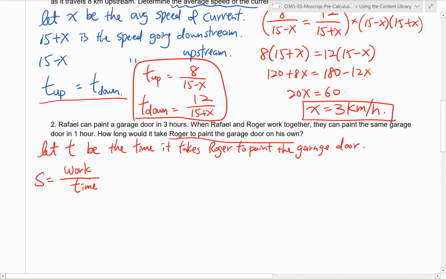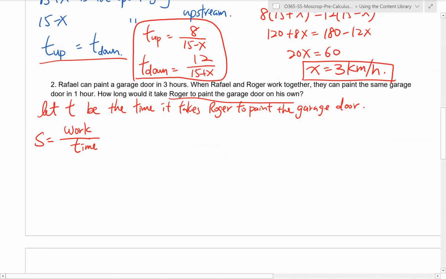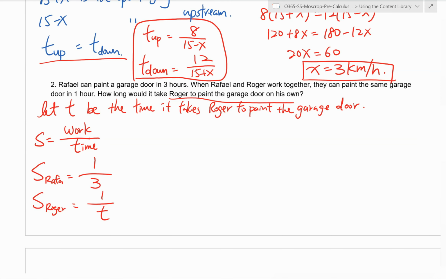The amount. So the speed would be like 1 garage door per 3 hours. That's exactly the speed for Raphael. Well, I guess both are R's. So the speed for Rafa is equal to 1 garage door in 3 hours. Now the speed for Roger would be 1 door in t hours. We don't know how long it takes, right? But that's okay. That would be the expression, 1 door in t hours.